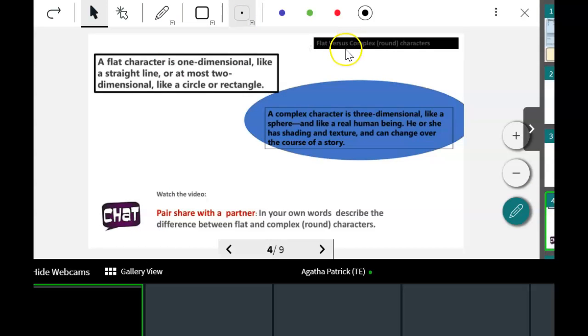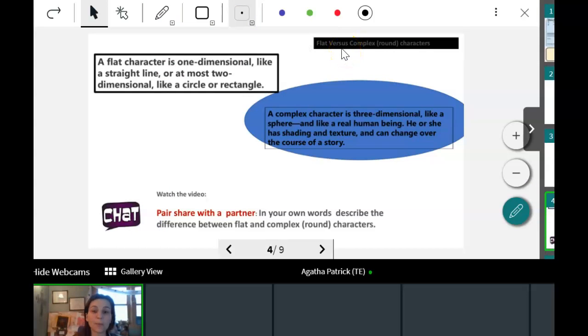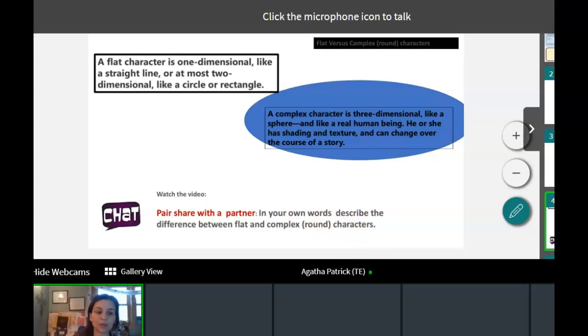Okay, everyone, so now that you were able to watch that short video on complex versus flat characters, I want you to pair share with a partner in the chat. In your own words, describe the difference between flat and complex or round characters.